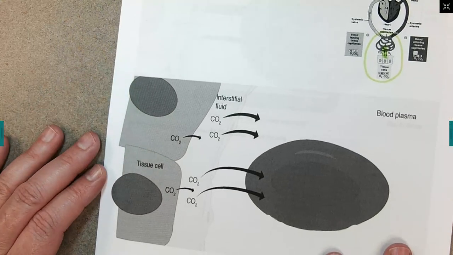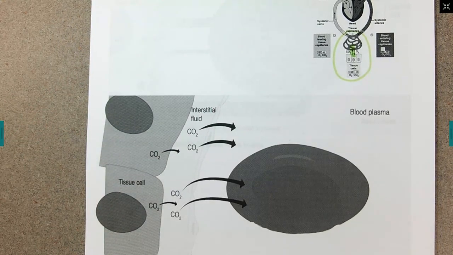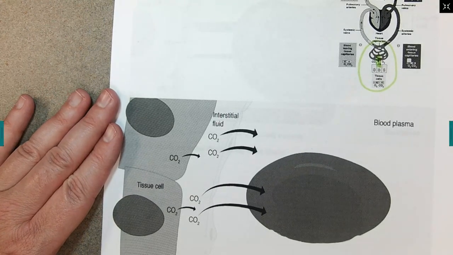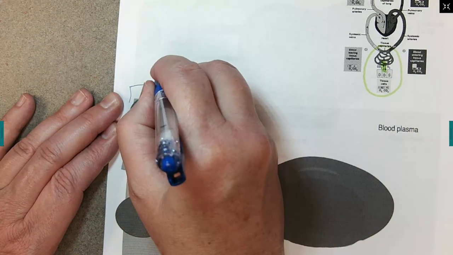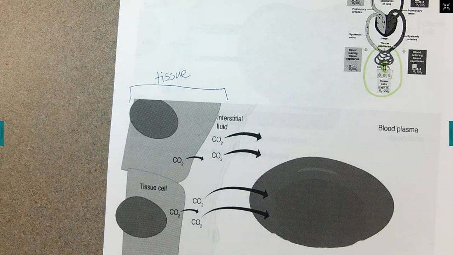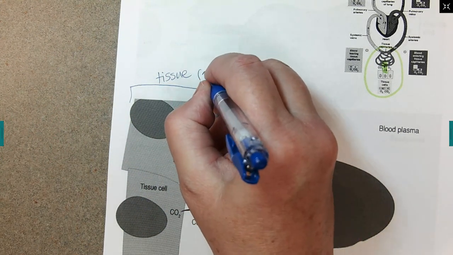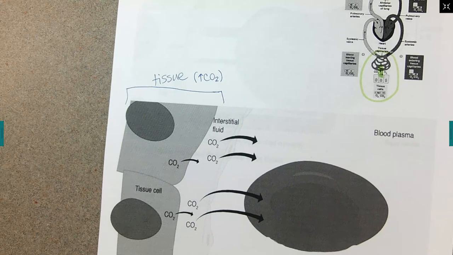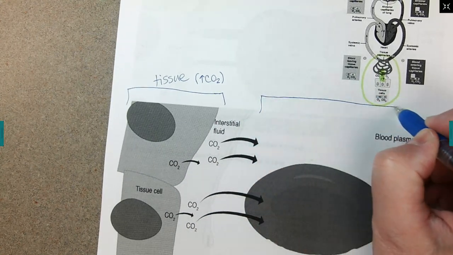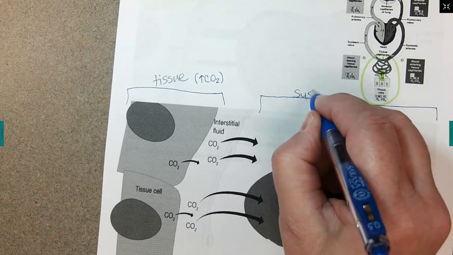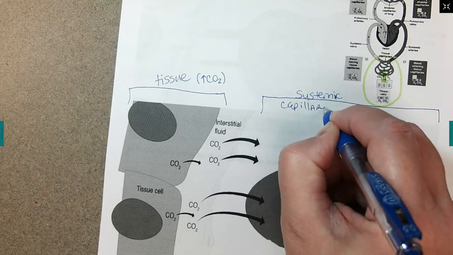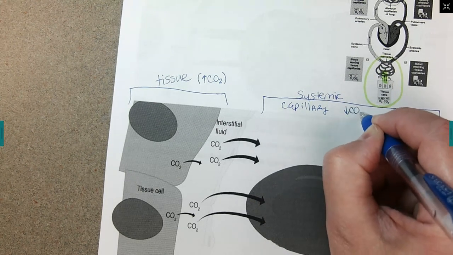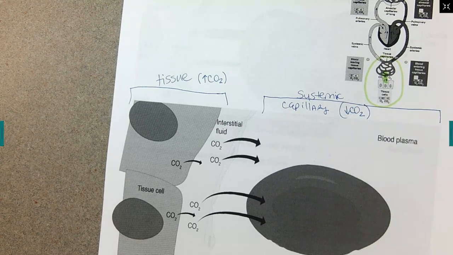So we said we had that buildup of carbon dioxide from the breakdown of glucose and oxygen, right? Just letting you know again that here's our tissue, and this has a high concentration of waste that has been building up. And then in our systemic capillary here, we have a low concentration of carbon dioxide as it's coming down.